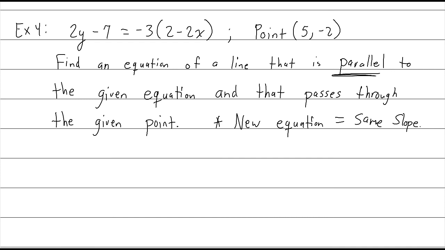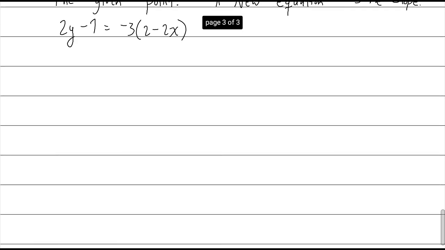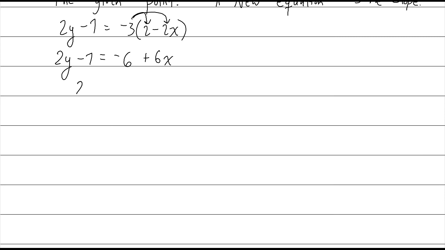Okay, so let's rearrange. 2y minus 7 equals -3 times (2 minus 2x). Go ahead and rearrange that first. All right, so we got to distribute, right? Let's distribute the -3. Negative 3 times 2 is negative 6. Negative 3 times negative 2x is a positive 6x. Okay, let's get rid of that minus 7, the constant. We're going to add 7 to both sides.